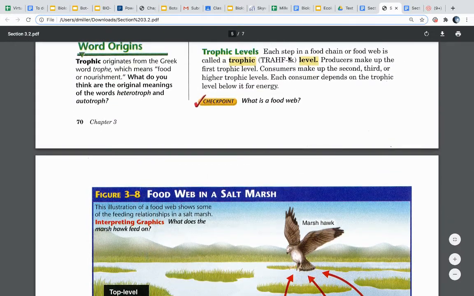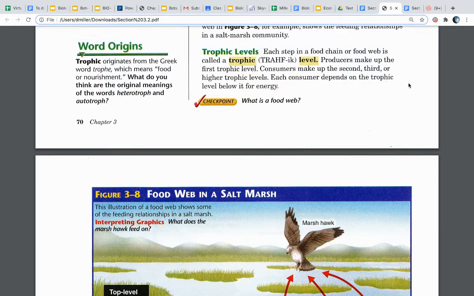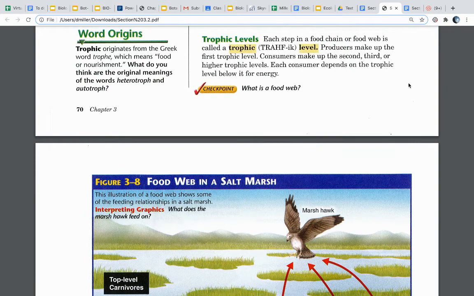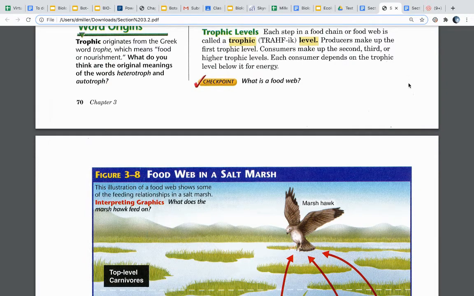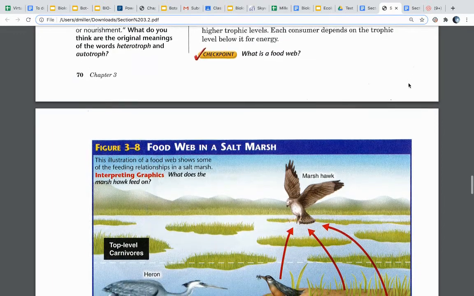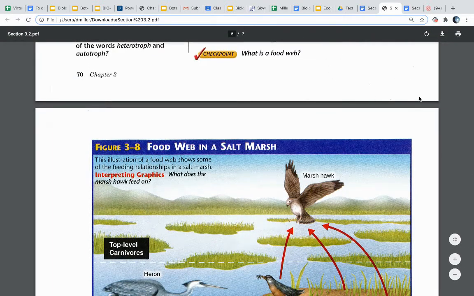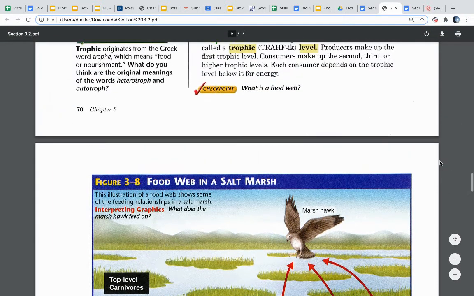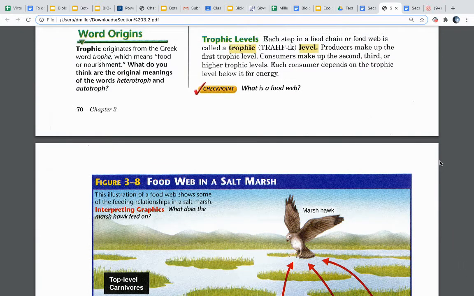Trophic levels. Each step in a food chain or web is called a trophic level. Producers make up the first trophic level. Consumers make up the second, third, or higher trophic levels. Each consumer depends on the trophic level below it for energy.